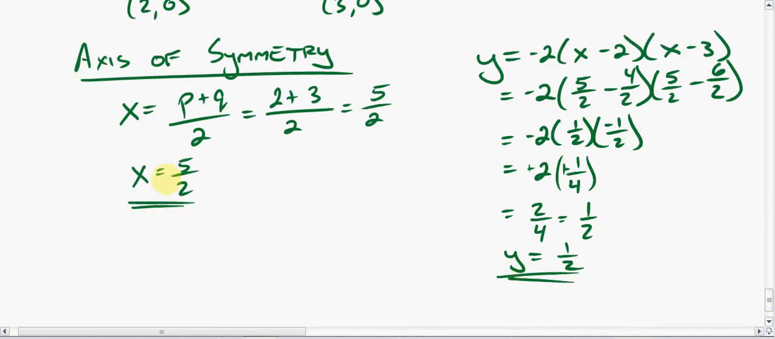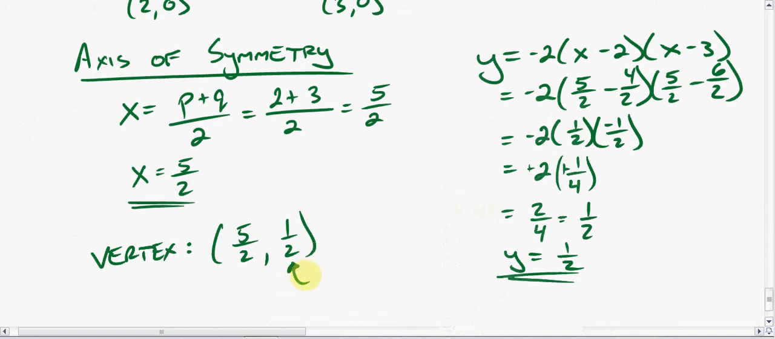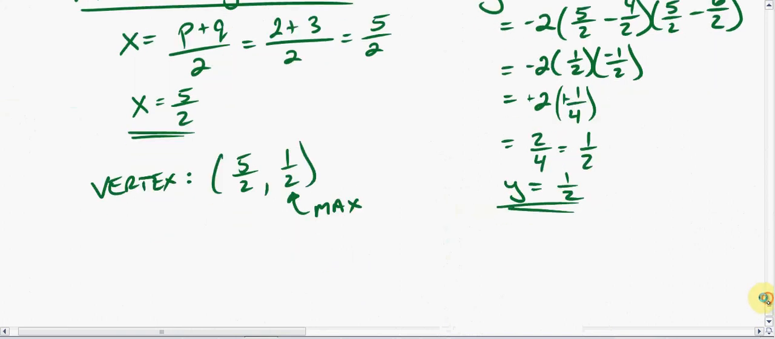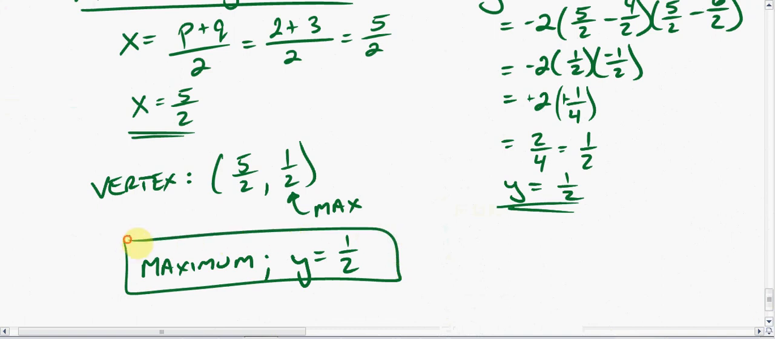So I've got the x value of my vertex here, the y value of my vertex here. I found the y by plugging in the axis of symmetry, which is the x value of the vertex, into the equation. Solve for y. So my vertex is (5 halves, 1 half). And remember, alright, this is going to be your max or min. And in this case, we had our max. So I'm going to state a maximum. I have a maximum, and it occurs at y equals +1 half. Alright, and that's the end of part 4.